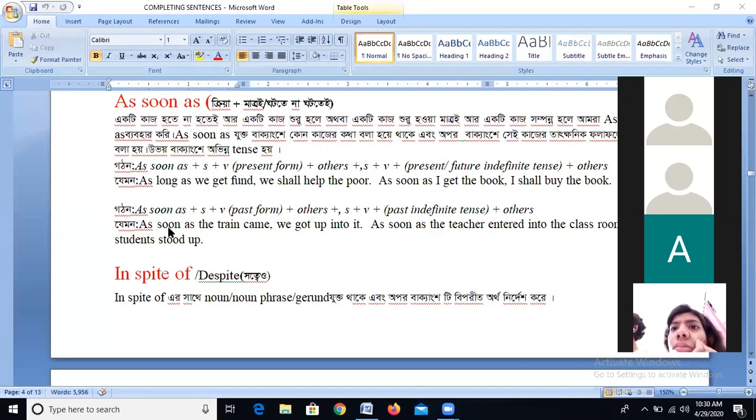But if I ask you to make it a negative sentence, then you may write no sooner. And sooner is a comparative degree. While you use a comparative degree here, you must use a conjunction, then, to show the comparison between these two actions.